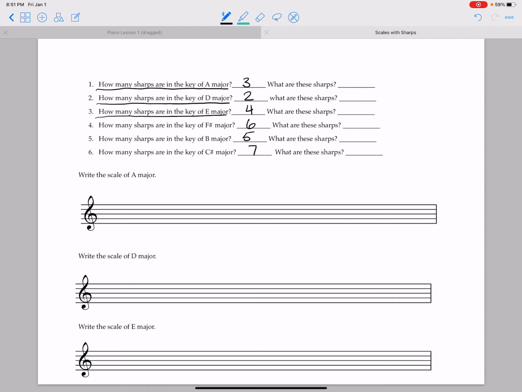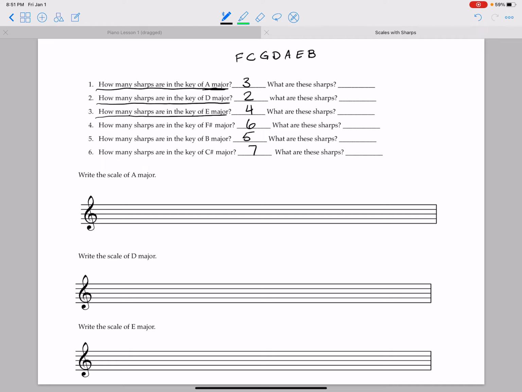Okay, now for the next part of these questions, it says, what are these sharps? So we need to figure out what they are. This is when we use our Father Charles thing. So we have Father Charles goes down and ends battle. Okay, so let's start with A major.